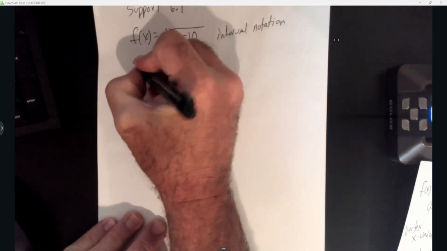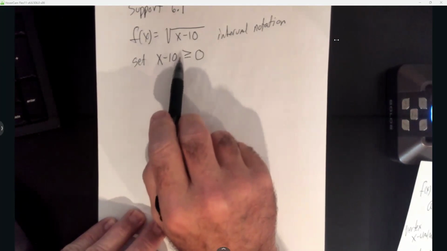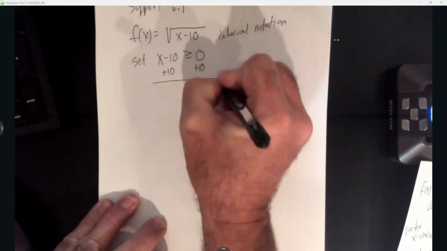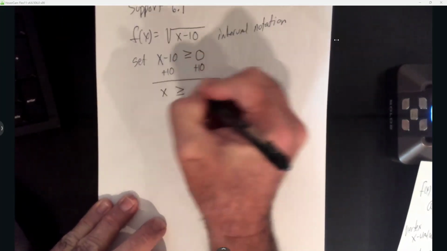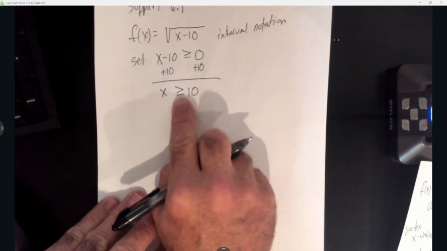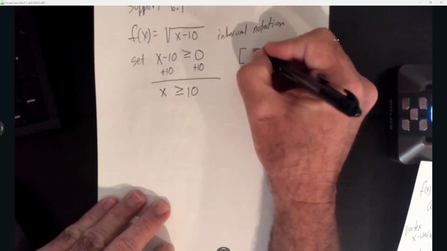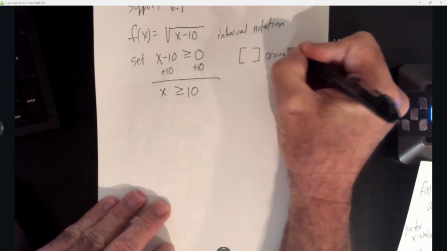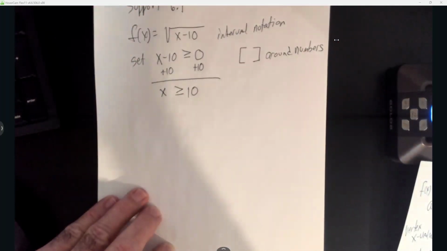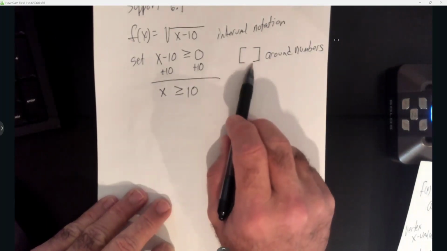So you would still set x minus 10 greater than or equal to 0. You would solve this by adding 10. So you get your x has to be greater than or equal to a positive 10. Now, here's the thing. Since it's got equals, we got to use brackets around our numbers. If it was parentheses, that means you don't count to 10. But since it's got equals, we want to count to 10, so we got to put the brackets around the numbers.